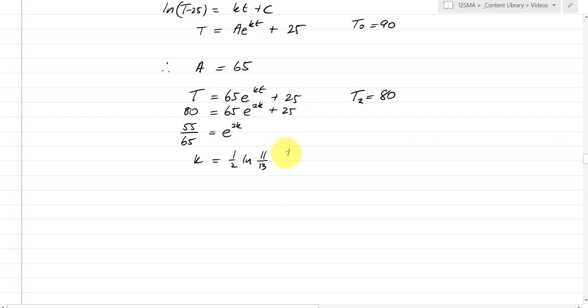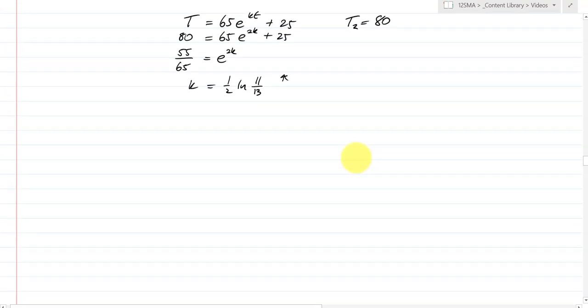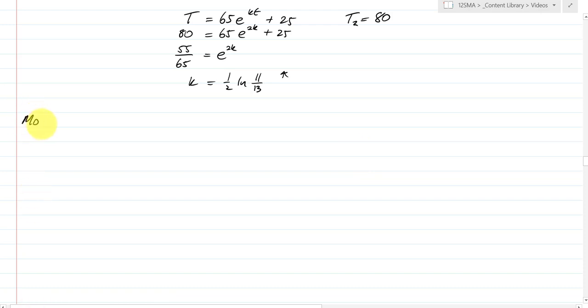Now this is going to carry across into the other cup because we've got the same cooling characteristics. So that rate of cooling comes from the k value, and I'll be using that. But the question asks me to find the temperatures of both 5 minutes after they've been made. So I've got model 1, which is the milk model. T, I might even call that T1, is equal to 65e^(half log 11 over 13 times t) plus 25.